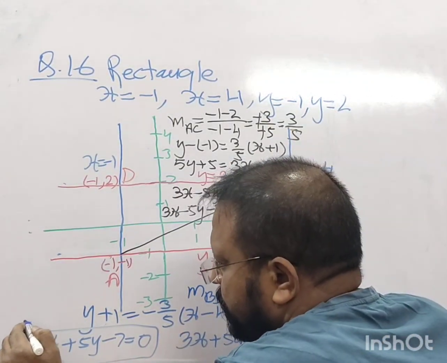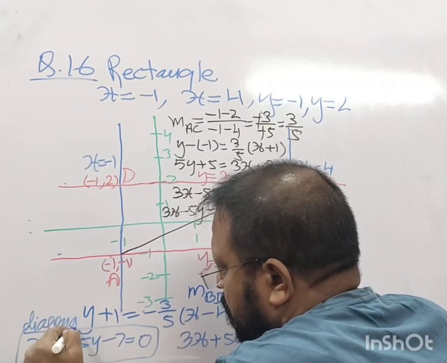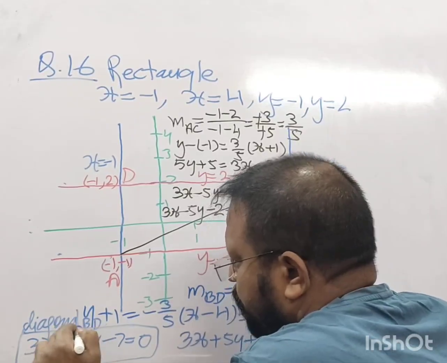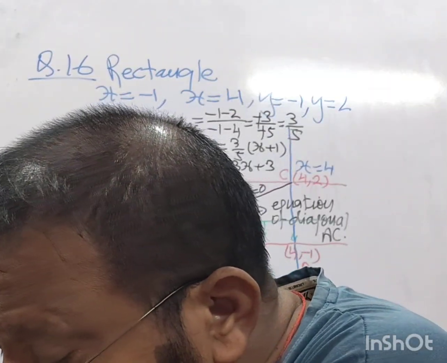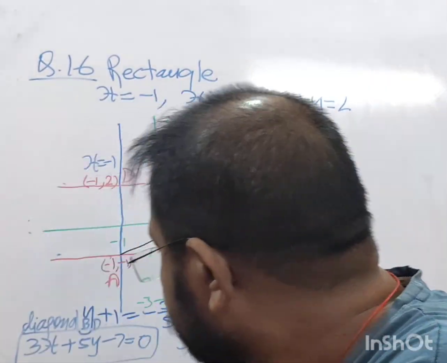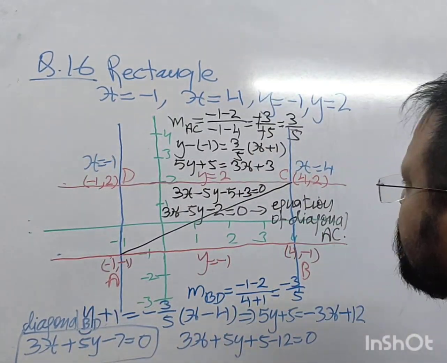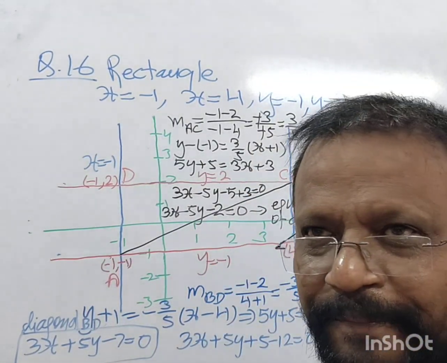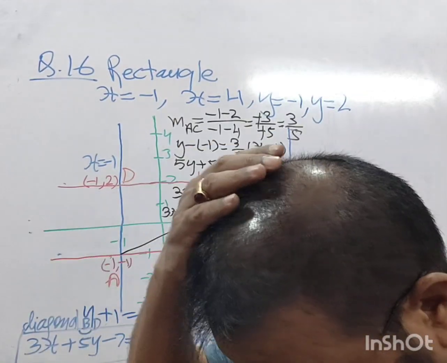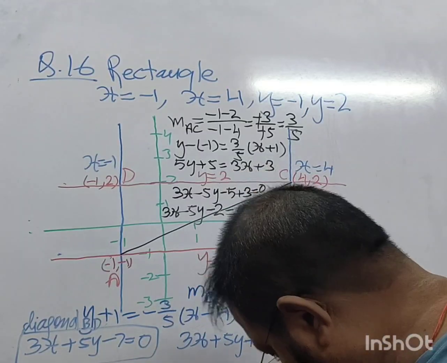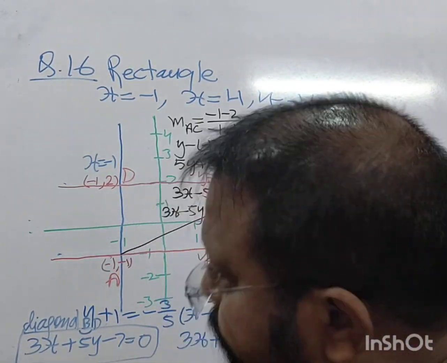This is diagonal BD. You get it? So what problem do you have in this? 3x plus 5y minus 7 is equal to 0. If you understand the concept, what problem do you have? Anyway.